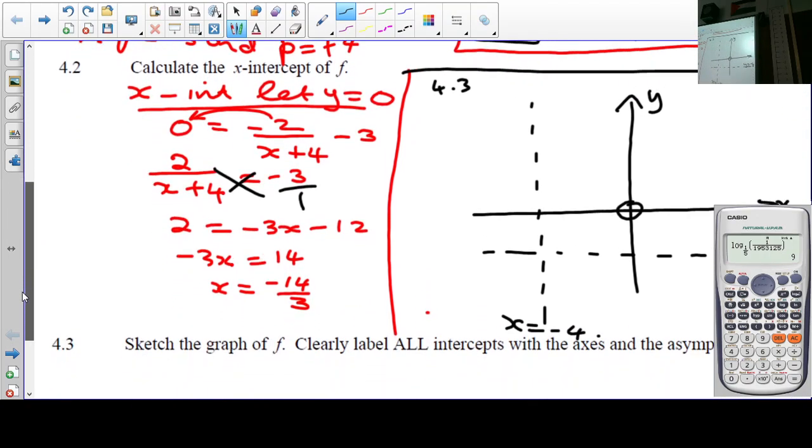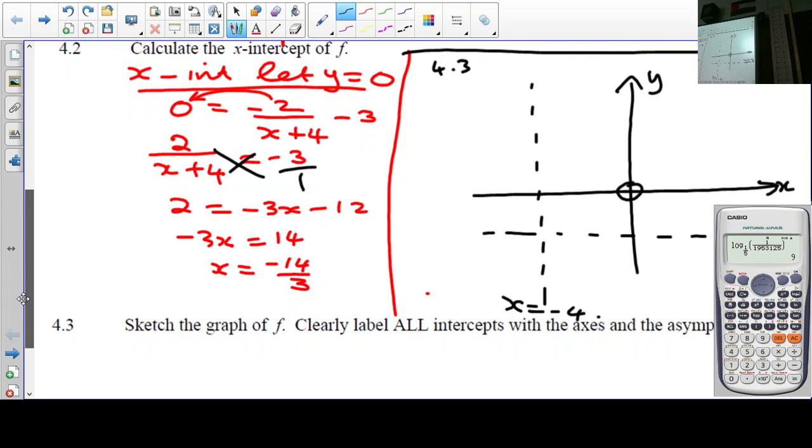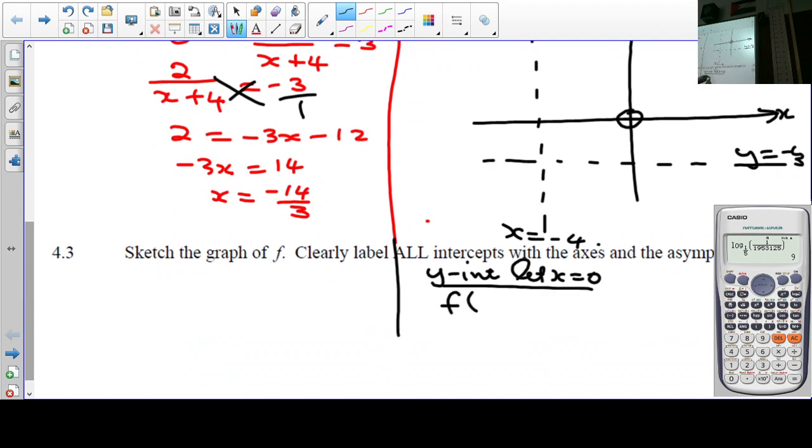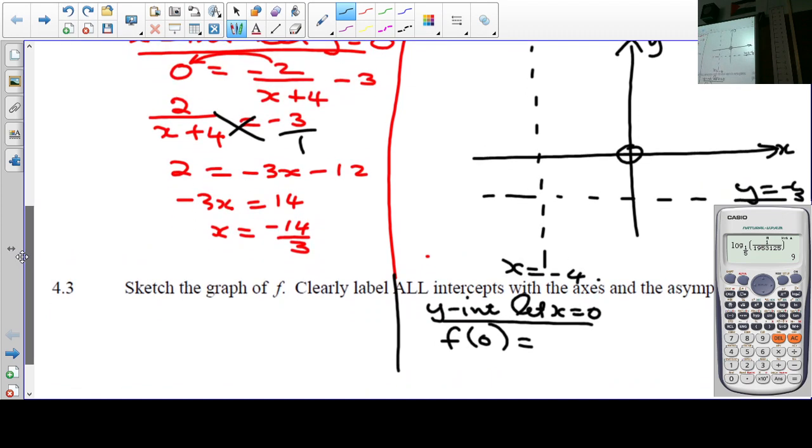Did I work out the y intercept? No. So let's work out the y intercept. How do you calculate the y intercept? Get x equal to 0. So in other words, what I'm working out here is f of 0. So the equation is negative 2 over 0 plus 4, minus 3. So that gives us negative 7 over 2. You all agree with that? Which is also negative 3.5.